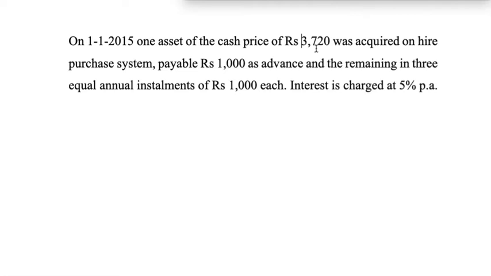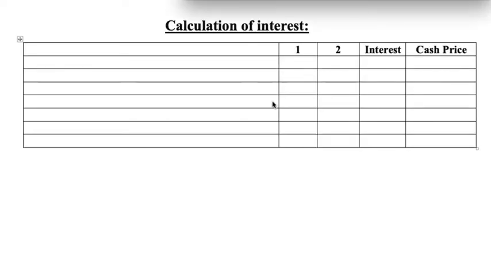Now here we have a problem, and it reads: on 1st of January 2015, an asset of the cash price of rupees 3,720 was acquired on hire purchase system, payable rupees 1,000 as advance. So the cash price was 3,720 and 1,000 was paid as advance, and the rest of the amount was paid in 3 equal installments of 1,000 each. Interest is charged at 5% per annum. So let us make the calculation of interest.